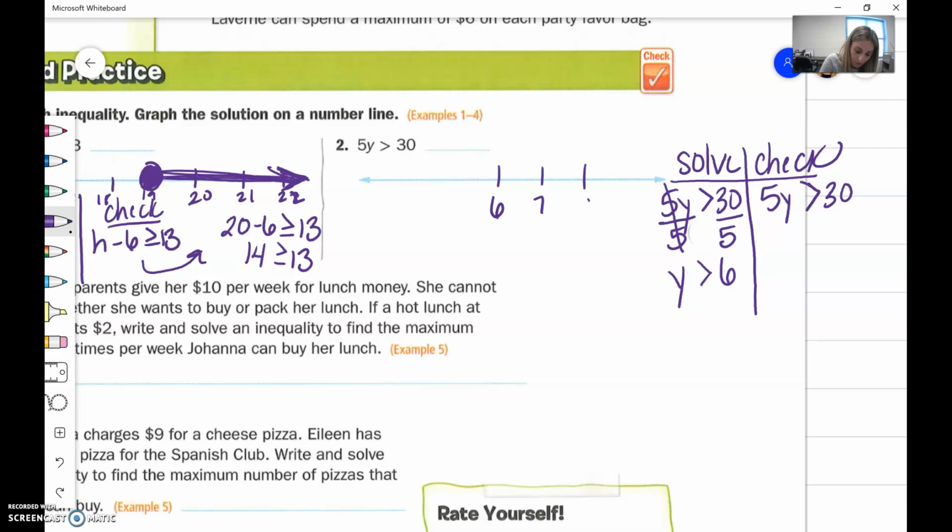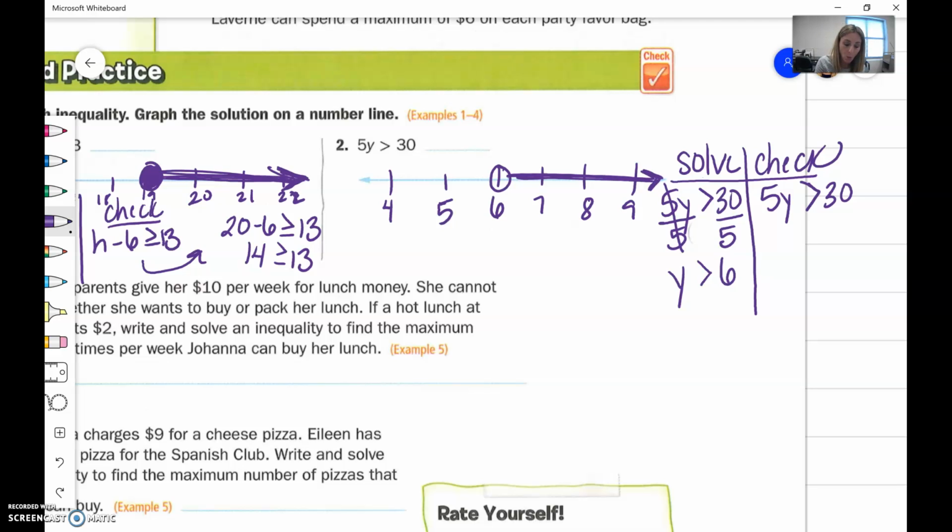Now that I've solved, I'm going to come over here, and I'm going to put 6 in the middle, 7, 8, 9, 5, 4. It doesn't matter as long as you have some numbers. So I'm going to put my circle on my 6. It is an open dot because it is not included in the solution, and y is greater than 6. So therefore, I have to go over that way.